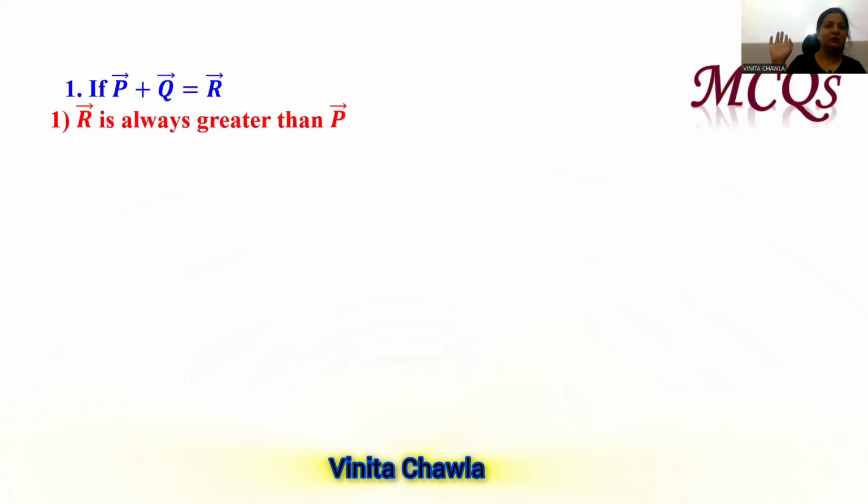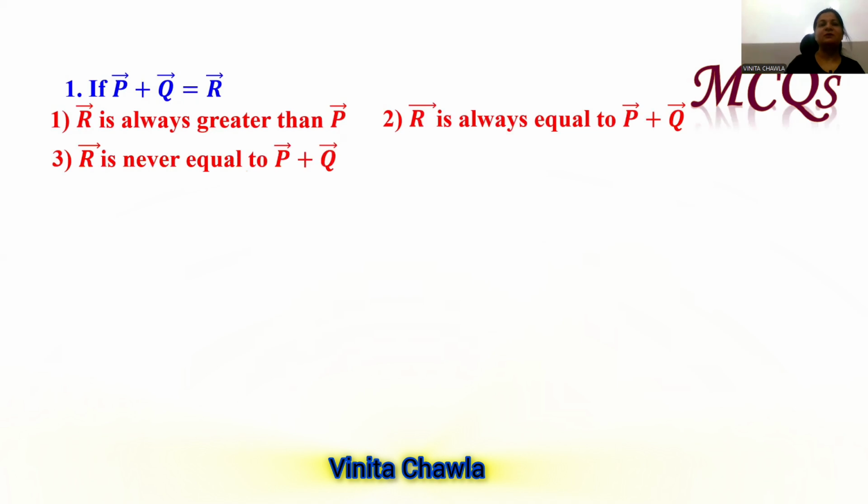Now we have questions based on this. If vector P plus vector Q is equal to vector R, then vector R is always greater than vector P. Vector R is always equal to vector P plus Q. Vector R is never equal to vector P plus Q. Vector R may be less than vector P or vector Q.